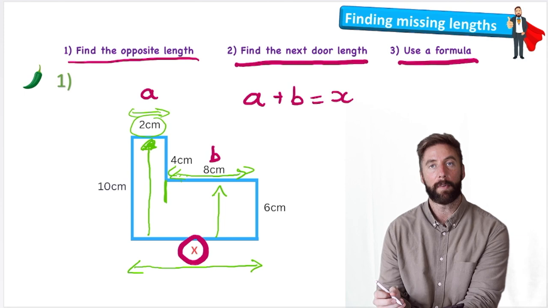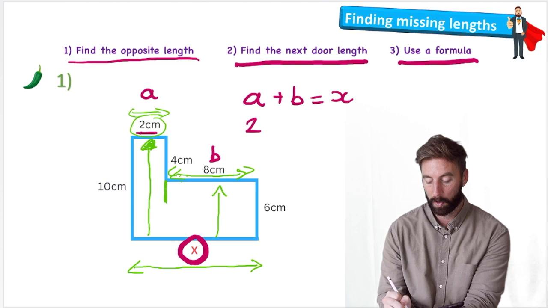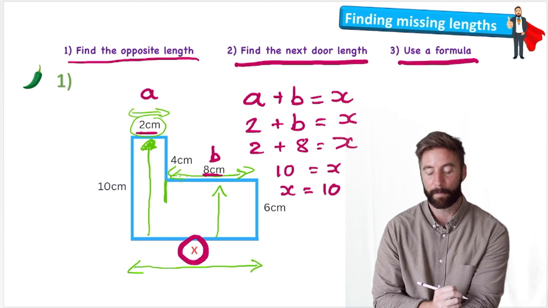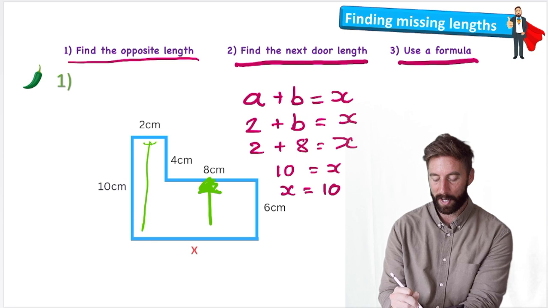Okay, well now let's substitute in our numbers. We have 2 centimeters for A, so it would be 2 plus B equals X. And I have 8 centimeters for B, so 2 plus 8 equals X. Therefore, 10 equals X, or X equals 10, same thing. Okay, but that was pretty easy, wasn't it? Because we could see our opposite lengths really easily and just sort of add them up in our head. 2 plus 8 must equal our X.